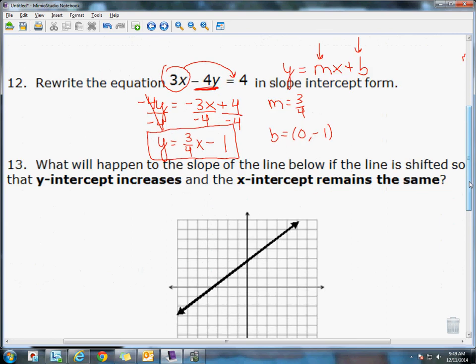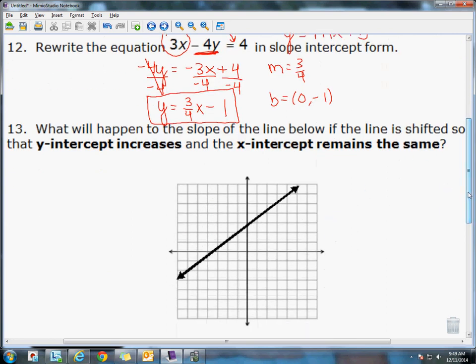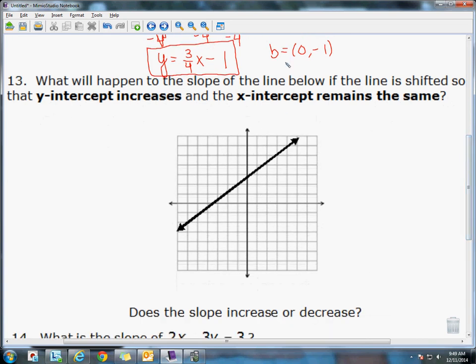Number 13 says, what will happen to the slope of the line if the line is shifted so that the y-intercept increases and the x-intercept remains the same? Okay, well first we're going to label this as our x-axis and our y-axis. So when it's talking about the y-intercept, you're going to look at the y-axis. When it talks about the x-intercept, you look at the x-axis.